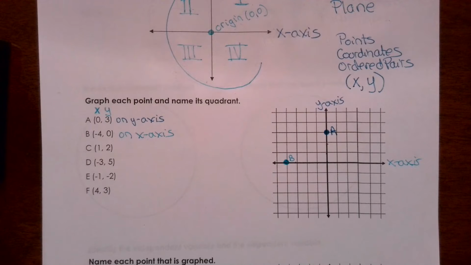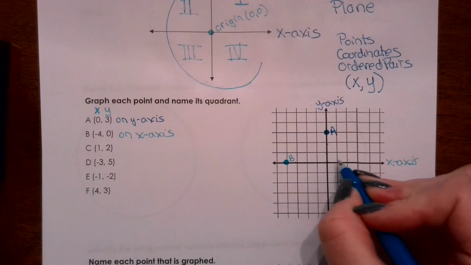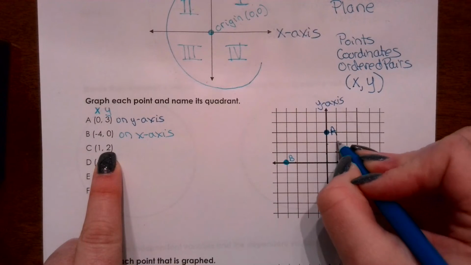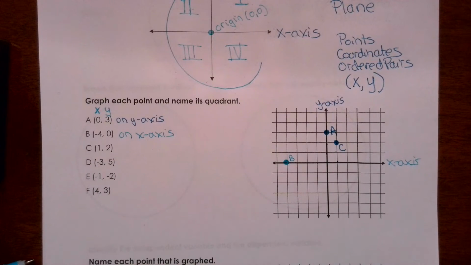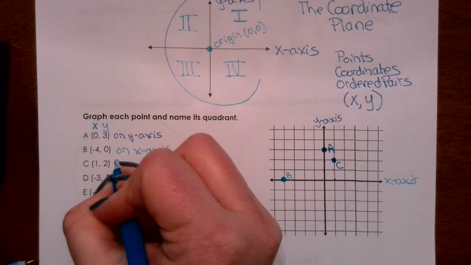When I look at point C, I'm going to look at my x. I'm going to start here at the origin, and it looks like I'm going positive 1, right 1. Then it is positive 2 for my y coordinate, so I'm going to go up 2, and C will be right here. Well, it looks like if I look up here and I compare this, C seems to be in the first quadrant, so it is in quadrant.